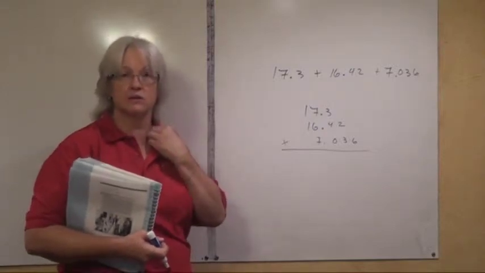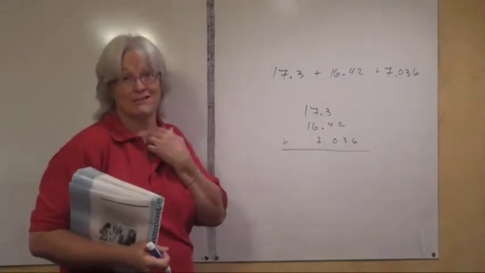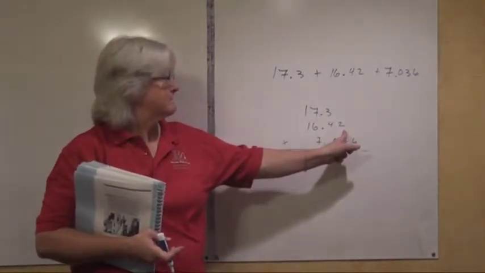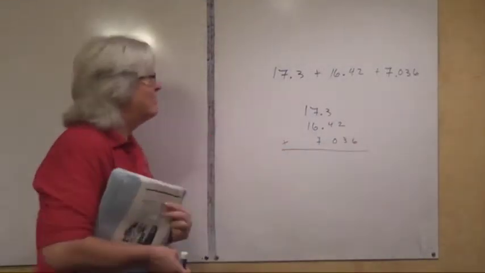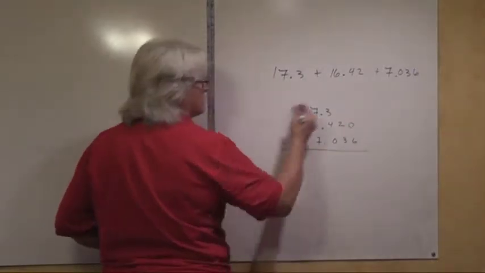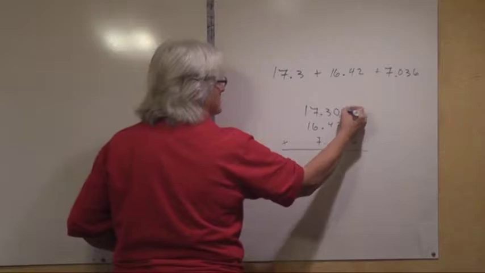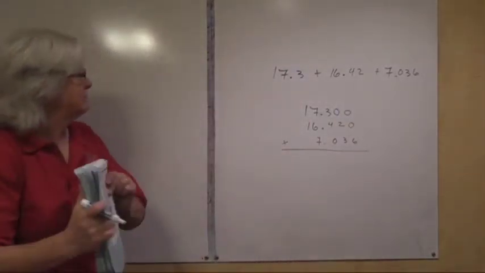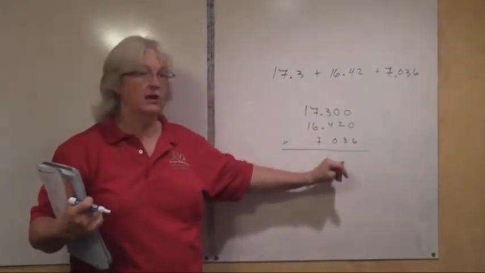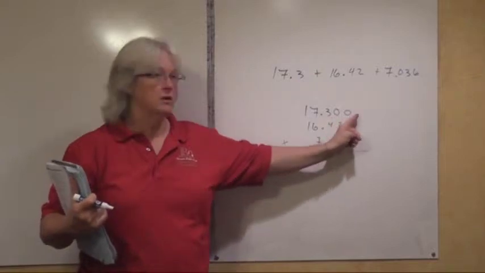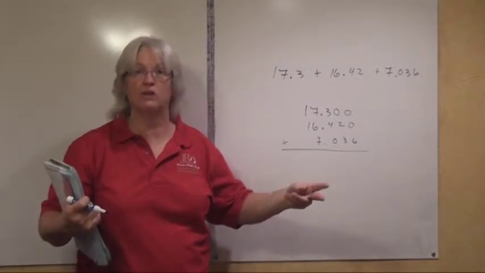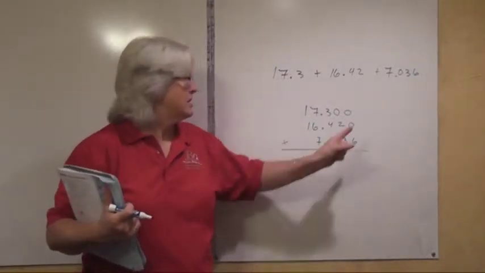Your book calls it annex zeros. I've never heard it called annexing zeros before. 42 hundredths is the same as 420 thousandths. 3/10 is the same as 300 thousandths. So if you need to go ahead and add your zeros in as placeholders, you sometimes do this when you began to learn how to multiply 2 or 3 digit numbers. You'd add zeros as placeholders. That's all we're doing here.